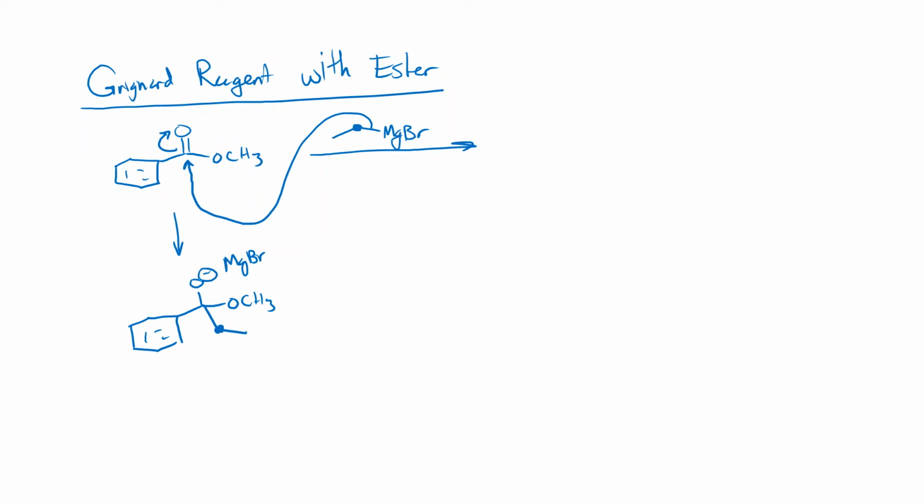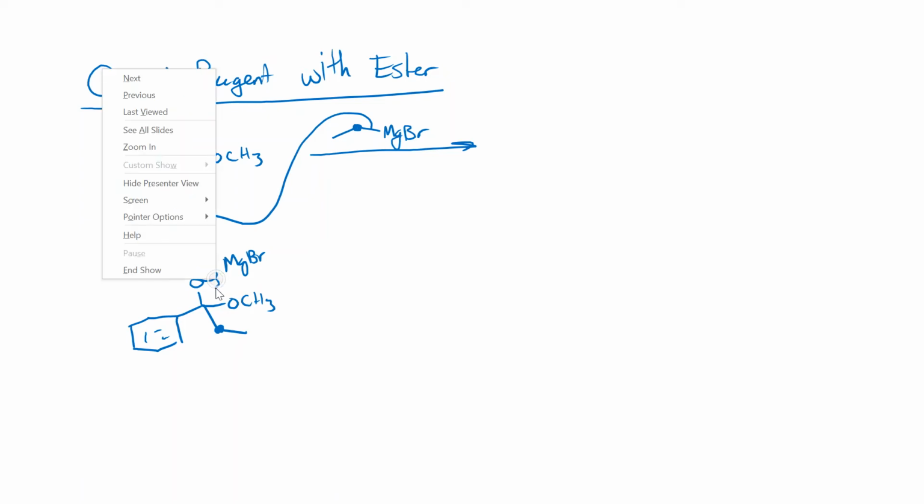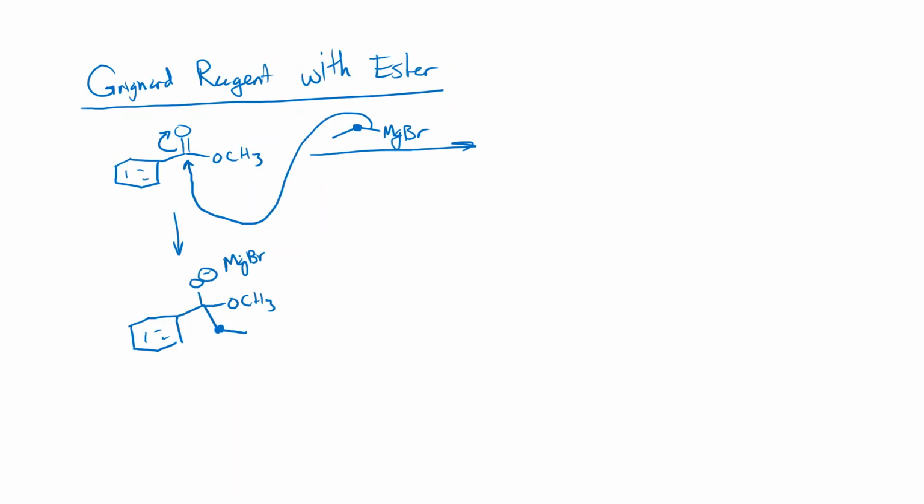But now in this intermediate, we have this negative oxygen here, and we have something that's kind of a leaving group here. So we can have this negative charge form the carbonyl and kick out that leaving group. It's kind of an elimination reaction almost. We're making a pi bond and losing a leaving group. If you think back to last semester, you can draw that connection.